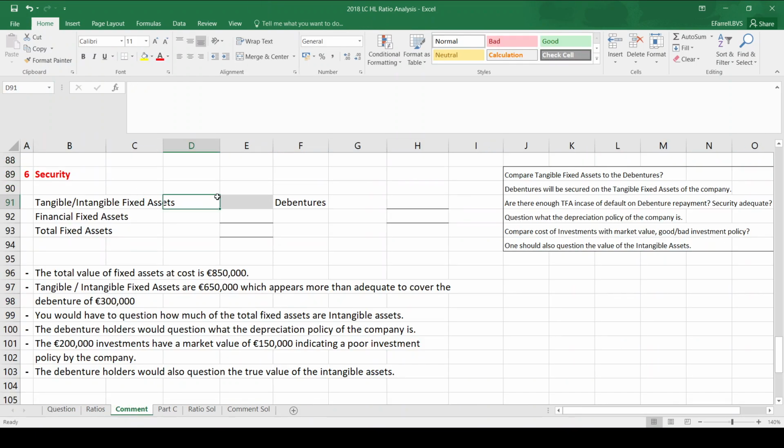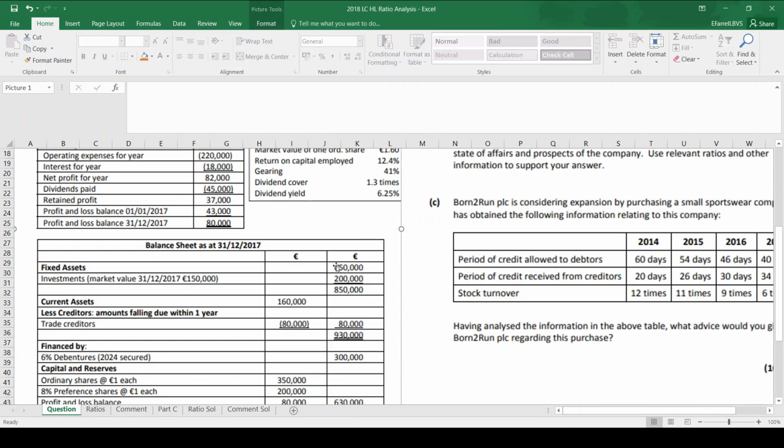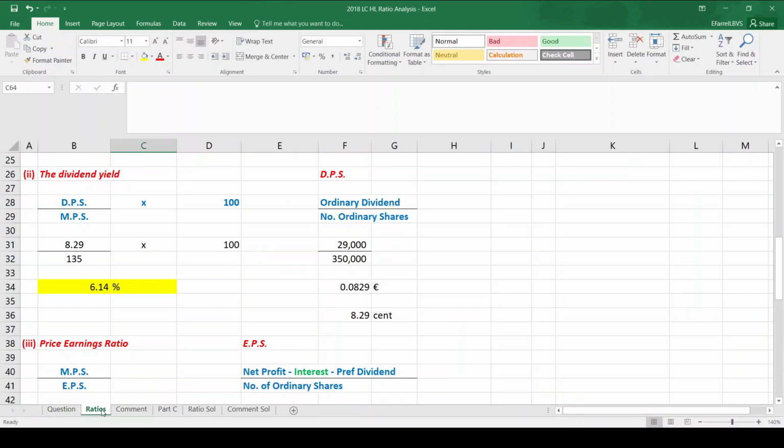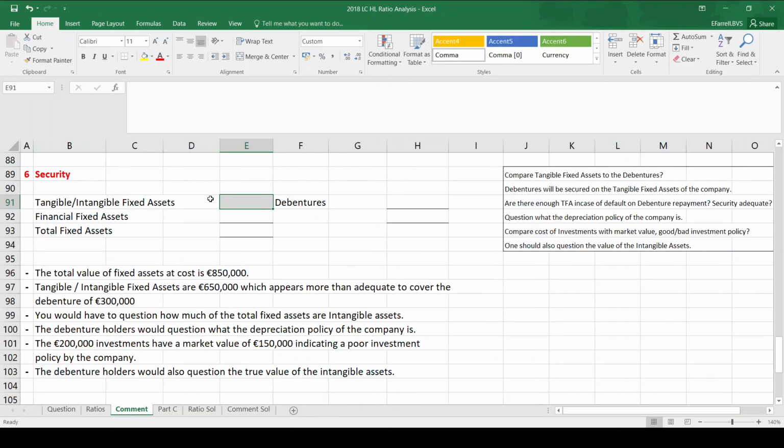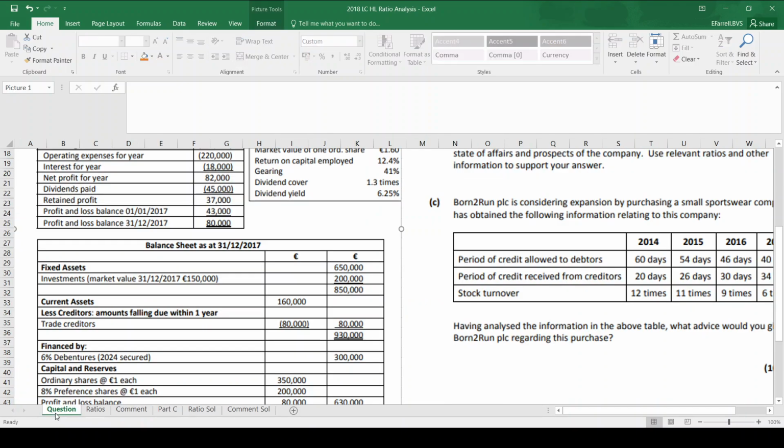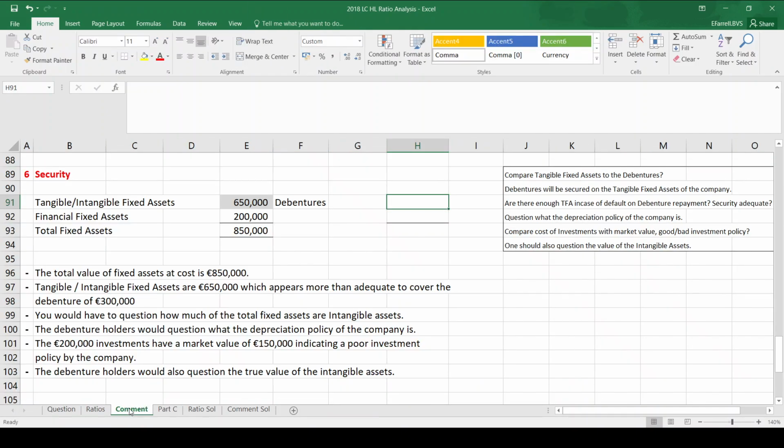First of all, we're going to look at the assets of the company. From the balance sheet, fixed assets are 650 and investments are 200,000, which makes up the total fixed assets of 850. And how much are our debentures? Our debentures are, as we said, 300,000. So what we're looking at is, if the company cannot pay back the loan, do they have enough assets that the debenture holders can take instead of the loan, which it looks like they have here at the moment.